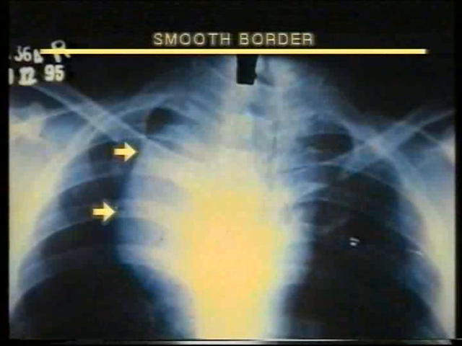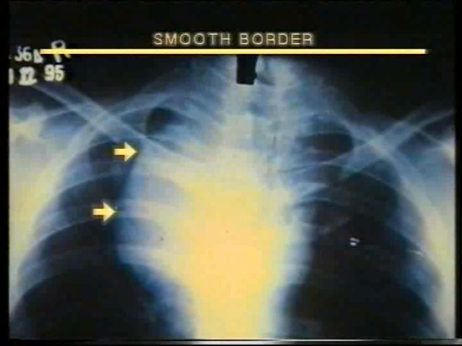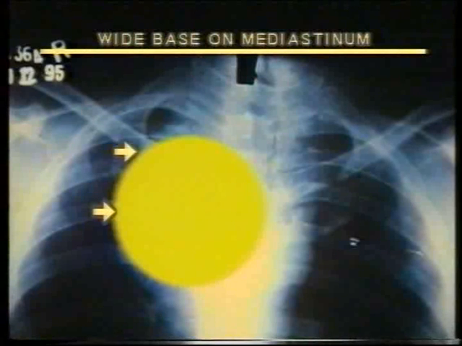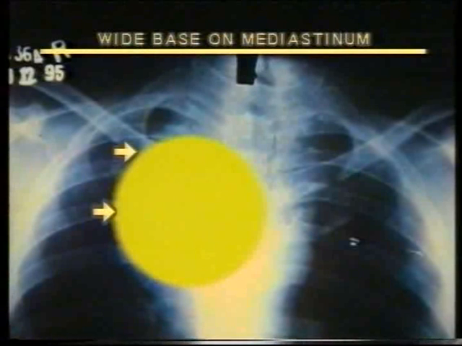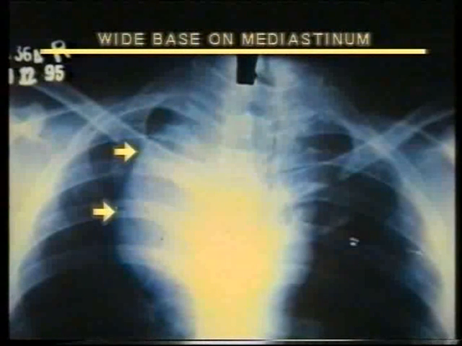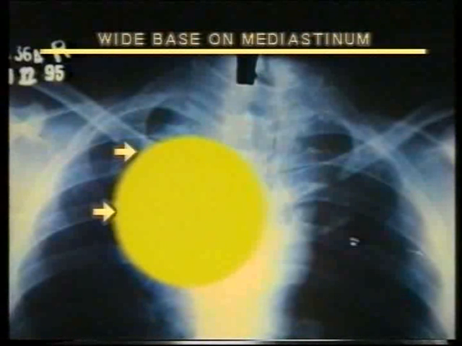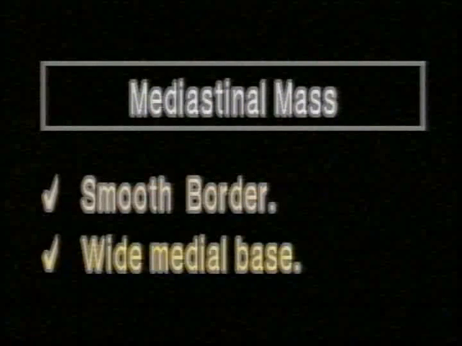Number 1 is the smooth border. Even if the surface of the mass be irregular, the irregularity is ironed out by the 2 layers of pleura, whereas a higher opacity in the lung will never be so smooth. The point number 2 is the wide base towards the mediastinum. By completing the circle of the mass, it is appreciated that its major portion lies in the mediastinum. So the characteristics that differentiate a unilateral mediastinal mass from a lung mass are smooth border and a wide base, that is the mass is more medially situated.